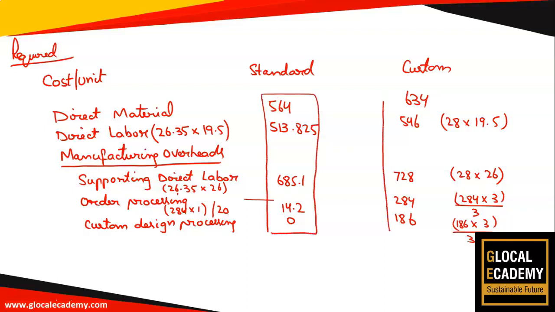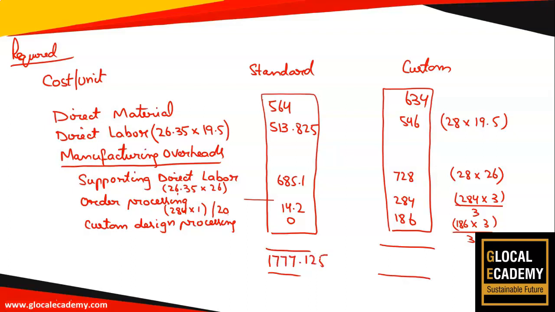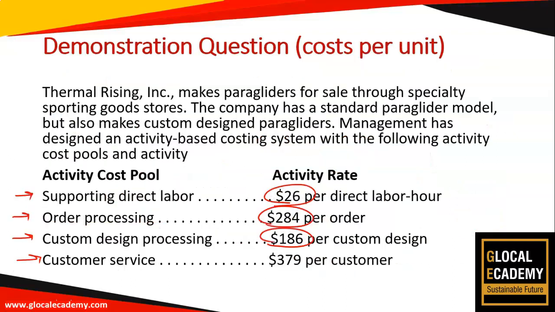Now as a final step, we need to add all these costs, so we get the final answer, because our requirement was to calculate cost per unit of standard and custom. So if we add them together, that equals 1777.125, and for custom this is 2378. So this is how we calculate cost per unit.